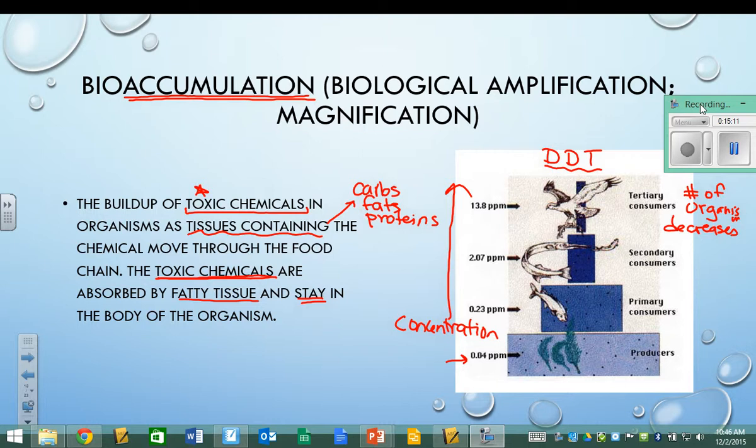So it's not like the toxic chemical is multiplying and making more copies of itself. It's just that when you have a lot of organisms and the toxin can be spread out, you don't notice it a lot. But then you go up a level in the food chain and you have less organisms, so you notice it a bit more. And you go up a level in the food chain and there's less organisms, so you notice it more.